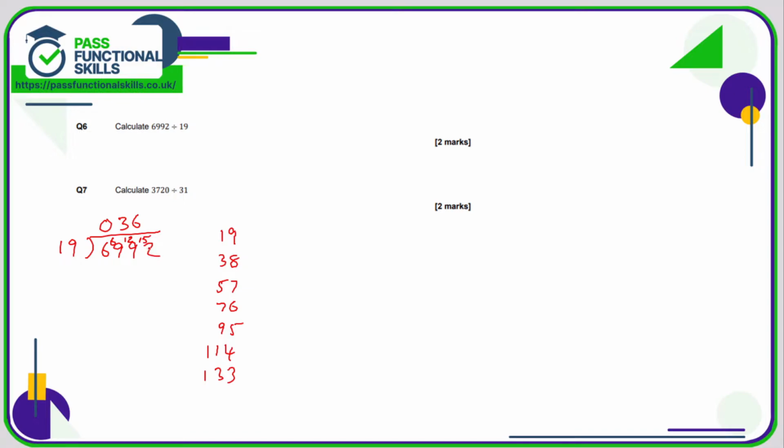So I've now got 152 divided by 19, and I still haven't got my 19 times table high enough, but the next number up in the 19s is 152. So 1, 2, 3, 4, 5, 6, 7, 8. There we go. So the answer is 368. And if you want to, you could just double check, is 368 times 19 6,992? It is.